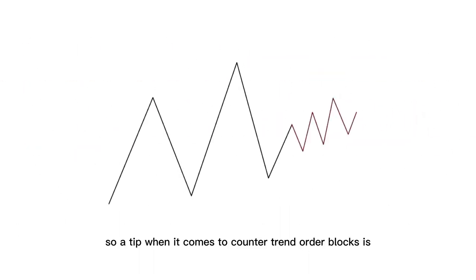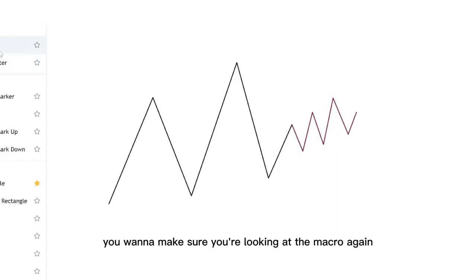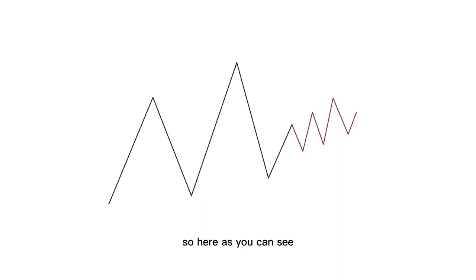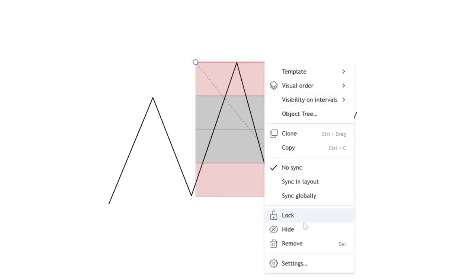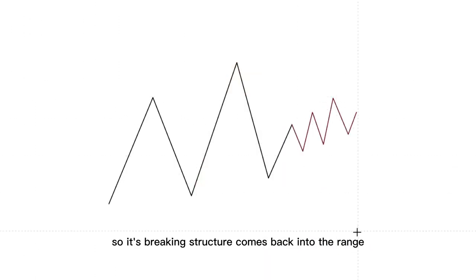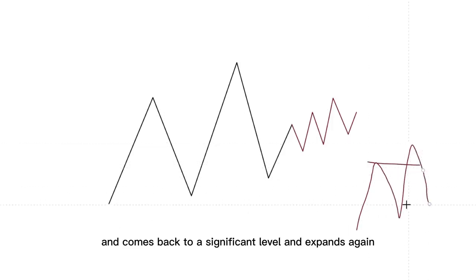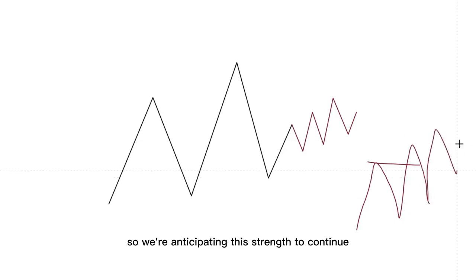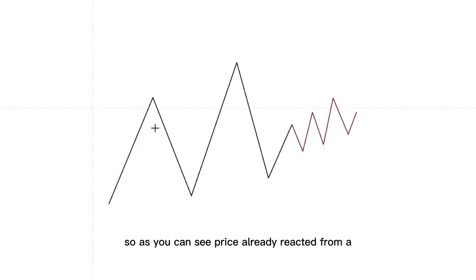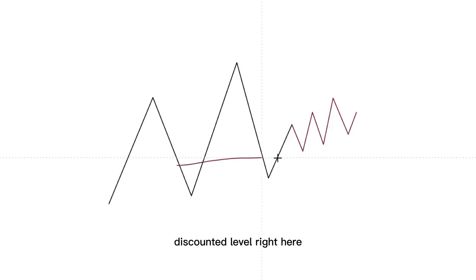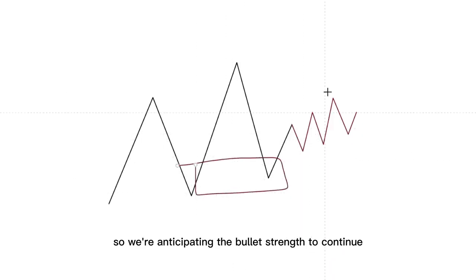So a tip when it comes to counter trend order blocks is you want to make sure you're looking at the macro again. So here, as you can see, the black would be our macro, and look at where the macro is coming from. The macro is coming from our discount. So initially, the macro is in a bullish motion. So it's breaking structure, comes back into the range, and comes back to a significant level and expands again. So we're anticipating this trend to continue based on probabilities, right? So as you can see, price already reacted from a discounted level right here.